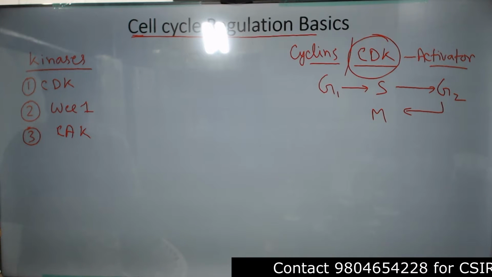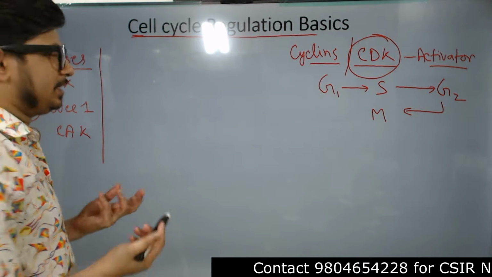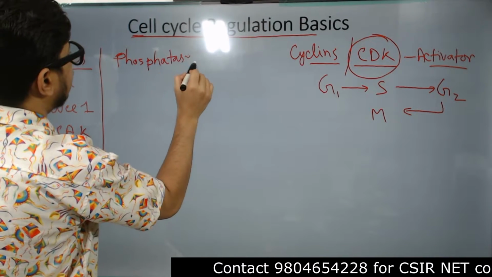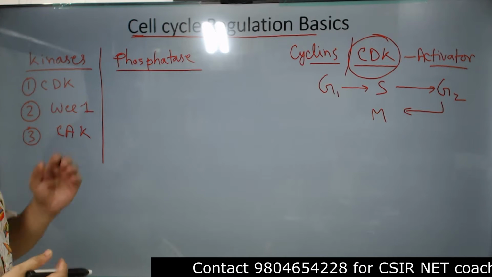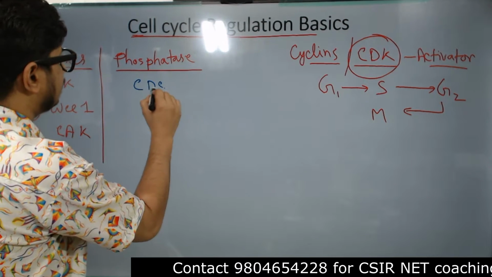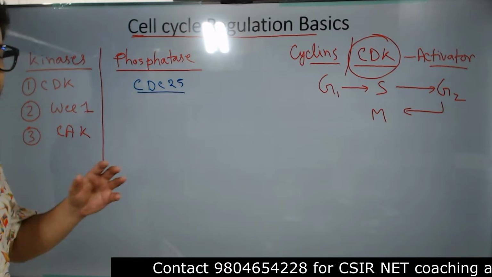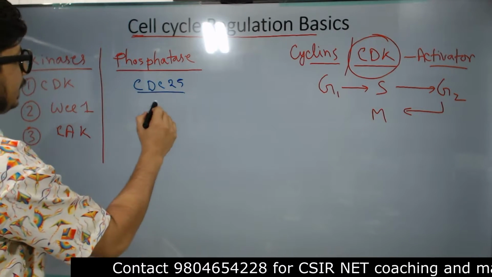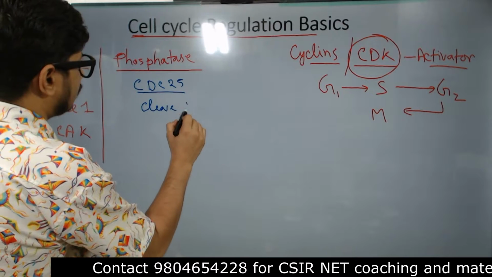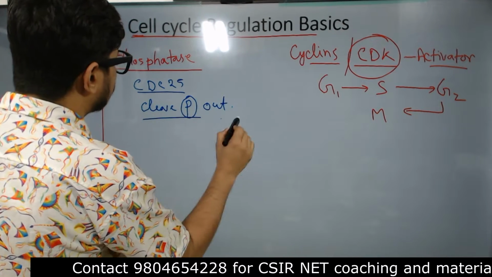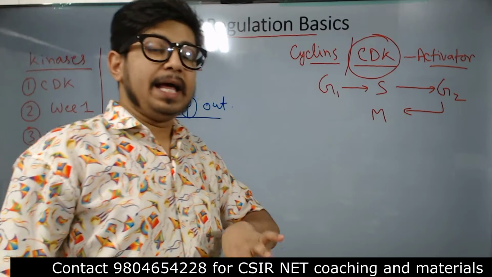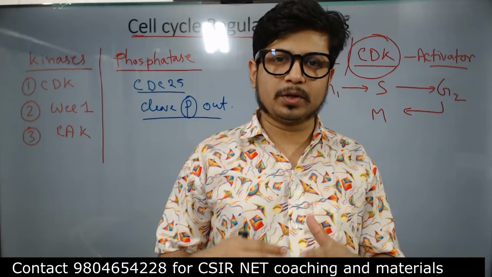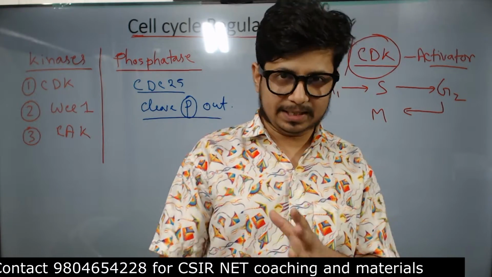CDK activating kinase. And for desensitization events, we also need phosphatase. Apart from that, we need this phosphatase. An example of this is CDC25. CDC25 is a type of phosphatase which will do the job of desensitization. Basically, it will cleave the phosphate group out from all those active proteins and make them inactive. This activation and inactivation of proteins are both equally necessary for the progression of the cell from one phase to the next phase.